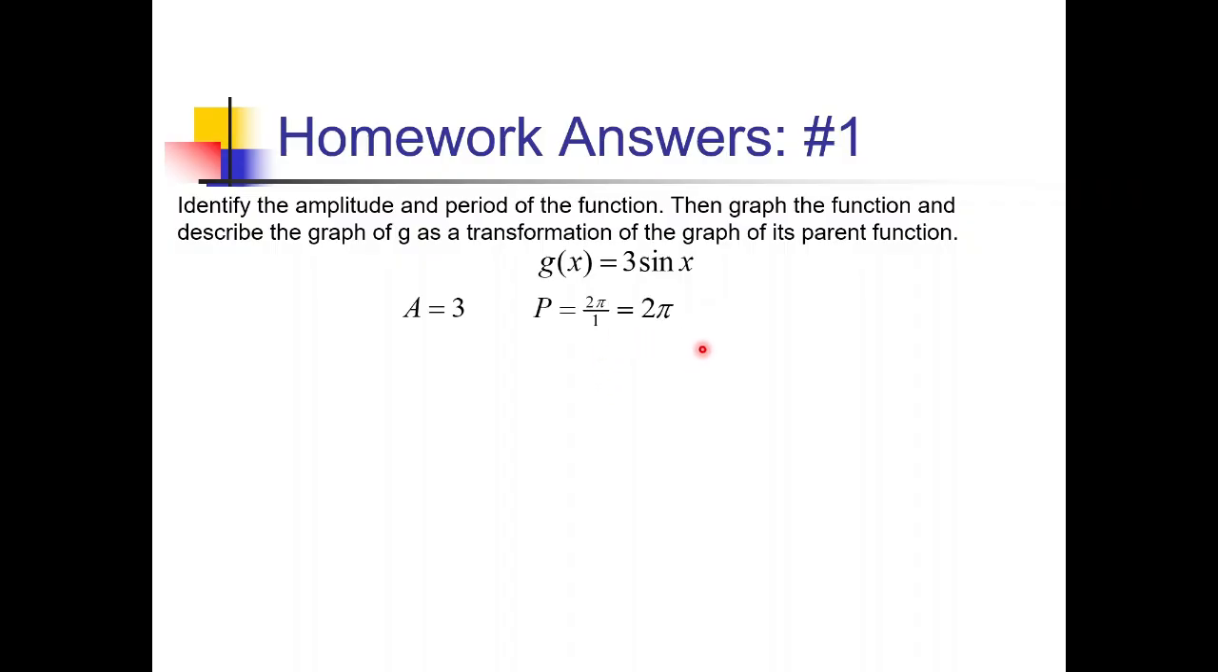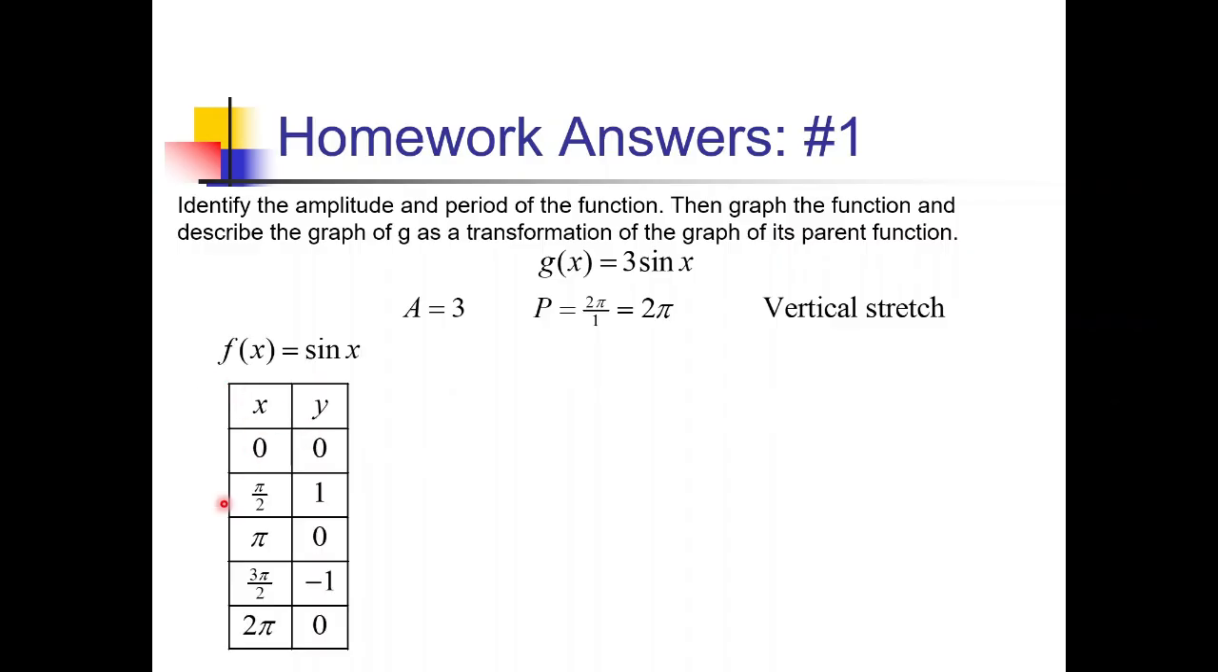And now to graph this thing, let's come up with what the transformation is. Then we'll do the parent table, transform that, and then we'll graph it. So for the transformation, this 3 out in front is giving us a vertical stretch, because it's bigger than 1 and it's outside. So let's go ahead and do the parent table now for sine. That's 0, 0, pi over 2, comma 1, pi 0, and all the rest of these.